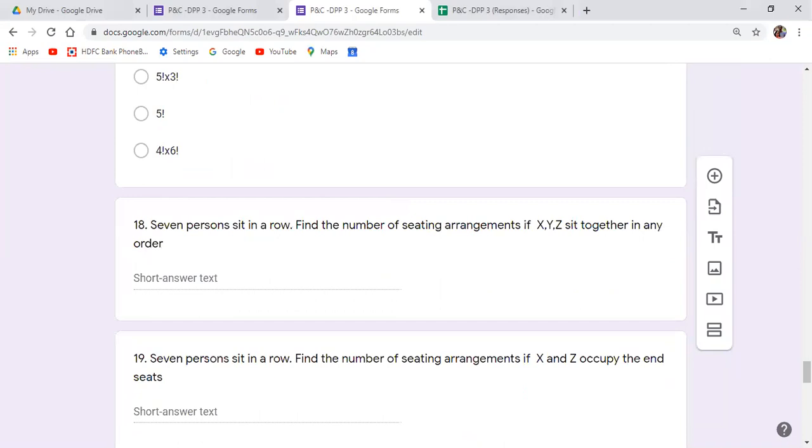7 persons sit in a row. Find the number of arrangements with X, Y, Z together in any order. So it will be 5 factorial into 3 factorial.